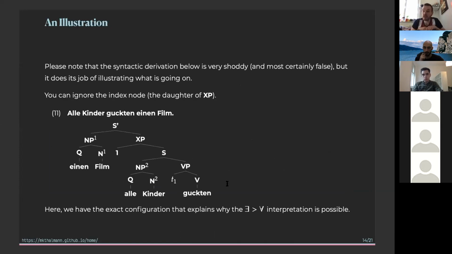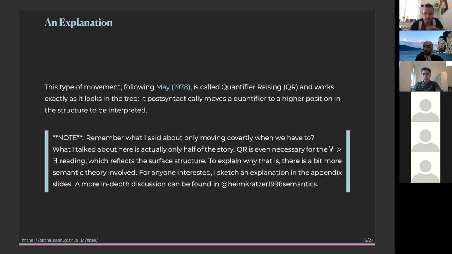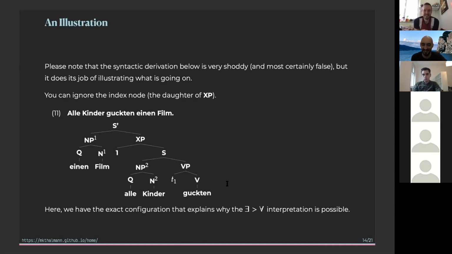No, you're right, you're completely right. Here we only need one application of QR. Sorry, yes, we only need one application of QR. You're right, but the reason we do QR here is not because we want this interpretation. The reason we actually do QR is so that the sentence is interpretable in the first place. But for the surface scope, where the universal outscopes the indefinite, we need another instance of QR. Right, there we would have 2 instances. But yeah, good catch.